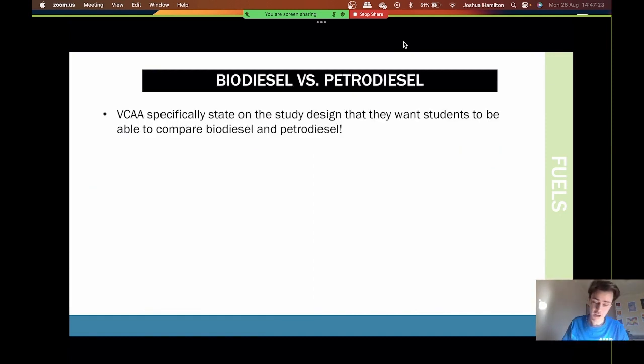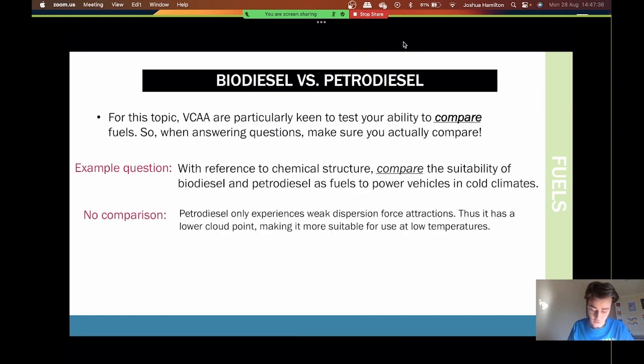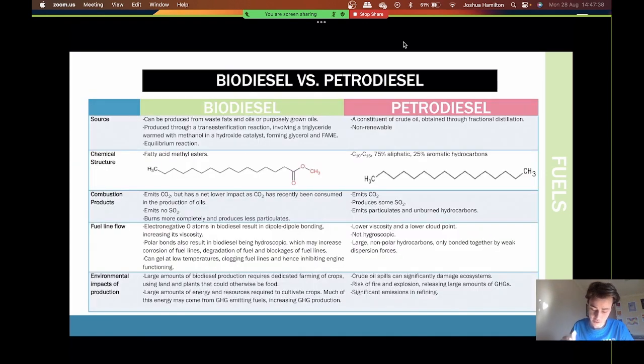So, biodiesel versus petrodiesel. VCAA states in the study design you need to explicitly know this. This has been downgraded for next year, but for all of you, you do need to know this in a fair bit of detail. There's a whole bunch of slides here that go through each of the points. And I think what I did is I got rid of them and I put them into this summary slide.